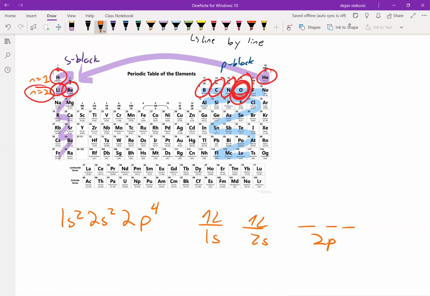And again, we can draw the diagram. Remember, 1, 2, 3, they all go by themselves, all facing the same direction, generally up, although that's not a hard rule. And then we need to double it up. And then we're out of electrons, right? So you see, just read this periodic table like a book, line by line.